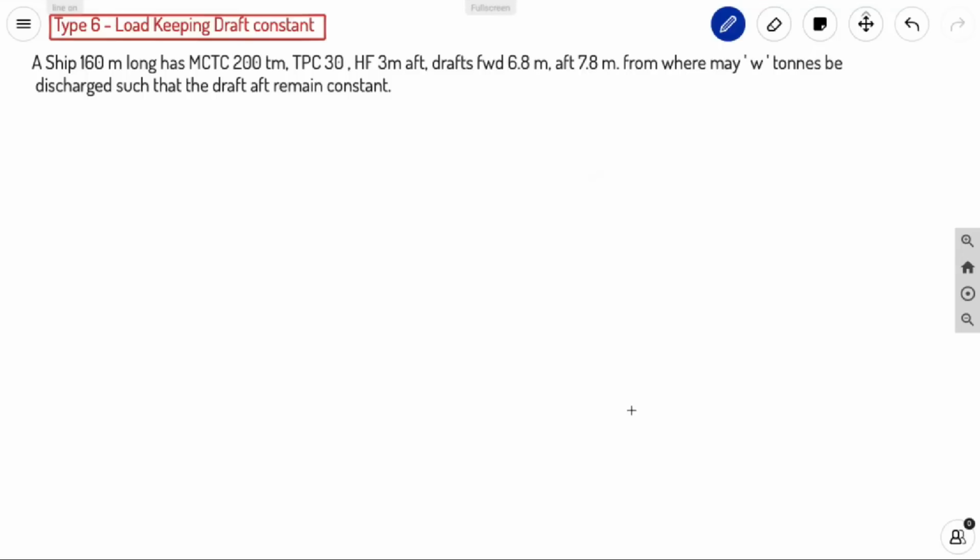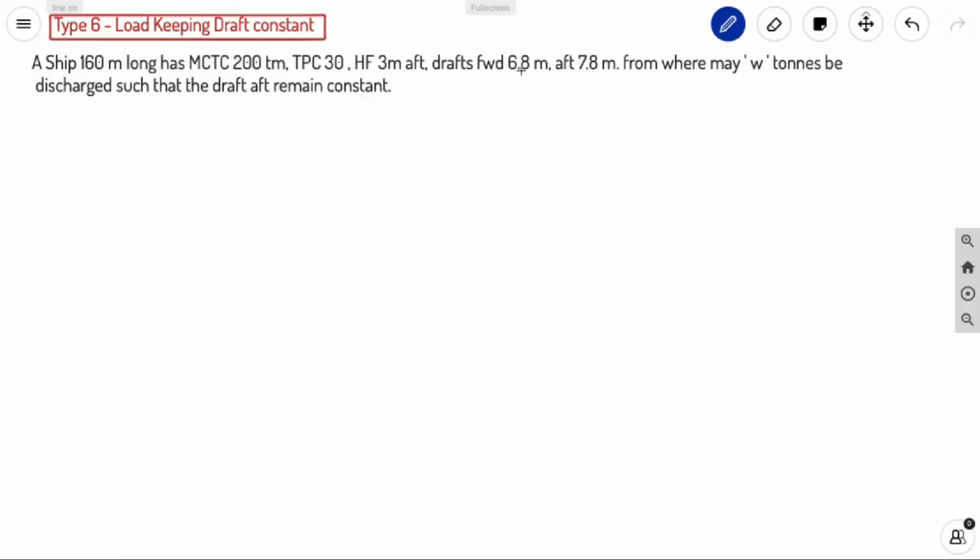We have a blank table, and this is type 6 of problems, where the load keeps the draft constant. So the question is: a ship 160 meters long has MCTC 200 ton-meter, TPC is 30, and HF is given as 3 meters aft. Draft forward is 6.8 meters, aft is 7.8 meters, and we are asked from where may W tons be discharged such that the draft aft remains constant.